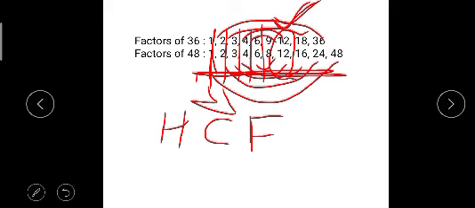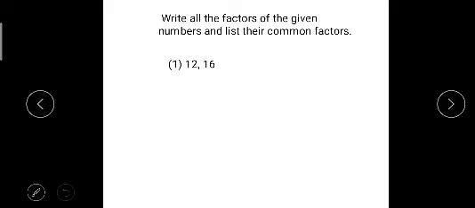So in this way we can solve this sum. Okay, write all the factors of the given numbers and list their common factors. Okay, thank you.